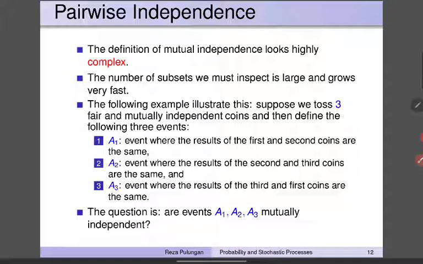Well, it means that the probability of one particular coin producing head and tail are equal. And then we define the following three events. A1, the event where the result of the first and the second coins are the same. A2, the event where the result of the second and third coins are the same. And A3, the event where the results of the third and the first coins are the same. The question is, are events A1, A2, and A3 mutually independent?